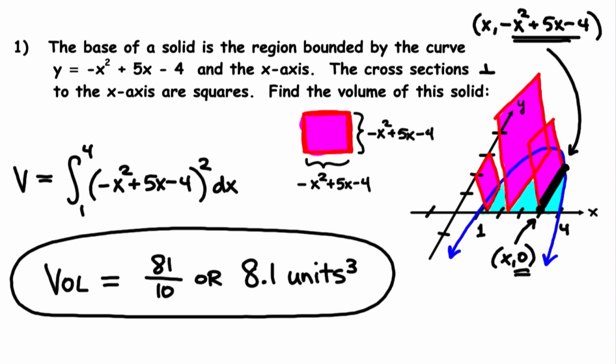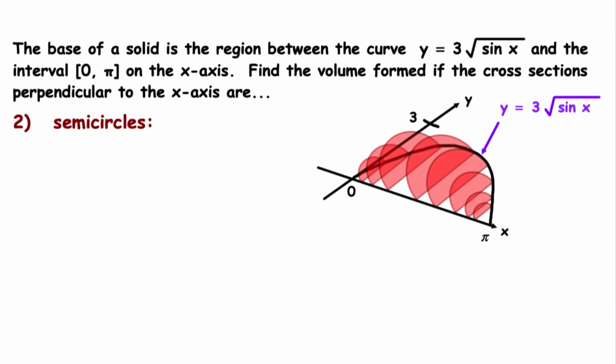All right, let's try something with a different shape. This time we have semicircles popping up. And I decided instead of having an upside down parabola, I'd have a bit of a sine curve. It's actually 3 radical sine of x, just to be more fun. That does go through the point 0, 0. It also goes through pi, 0. That's why you see the pi there. Sine of pi is 0. And the cross sections, as you can see, are perpendicular to the x-axis. They're popping up as semicircles.